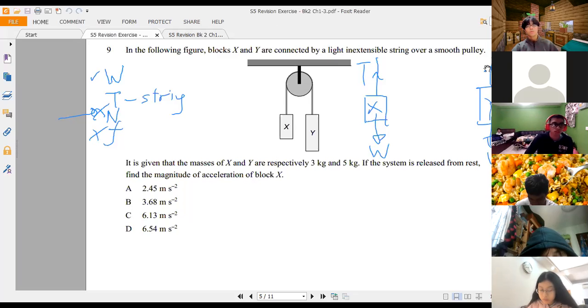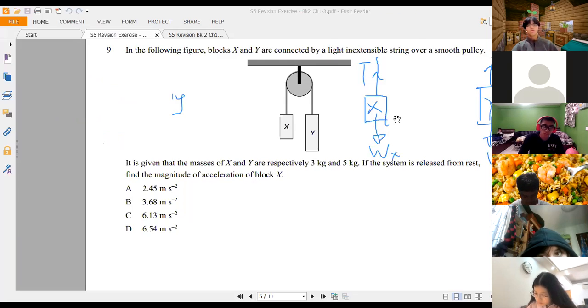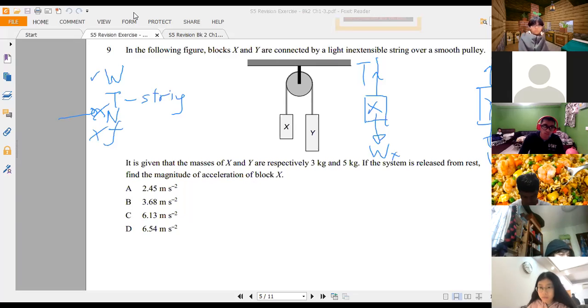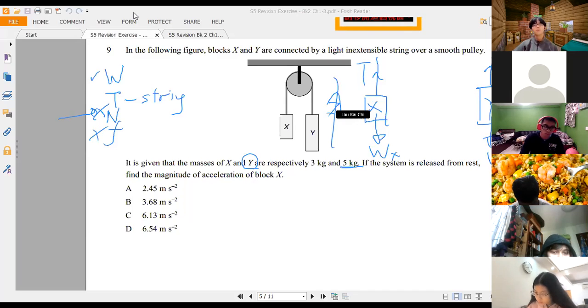Now to distinguish these two weights, I call them WX and WY. But the tension should be the same because they are at the same strain. They are the same strain, so they should have the same tension. Now, once we have that, you may have a look: Y is heavier, so Y should be going downward, but X should be going upward.